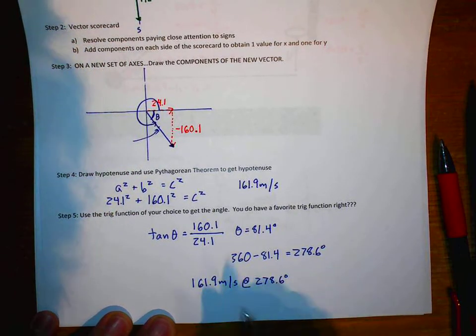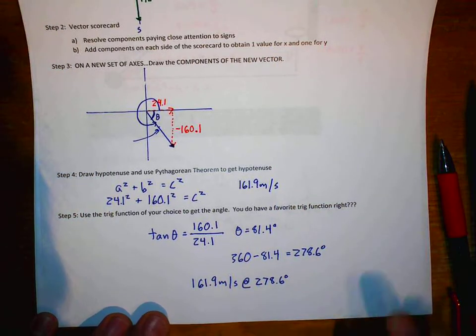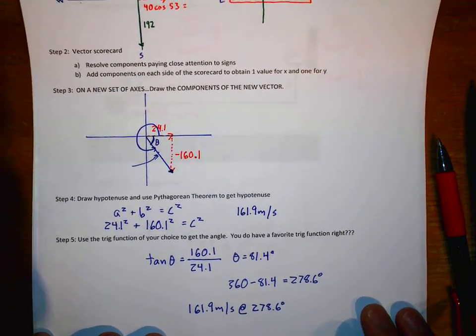That's my total vector. Now you can see this is a little bit more of a process than before, and it's because we have those angles.